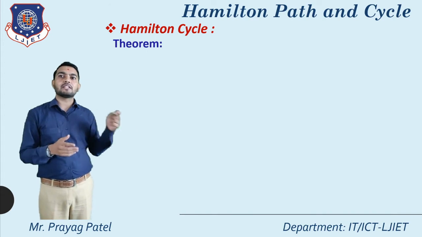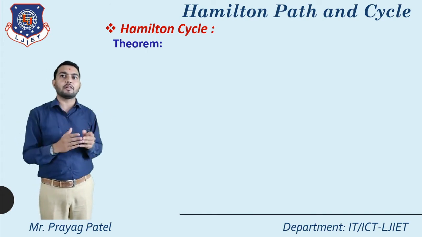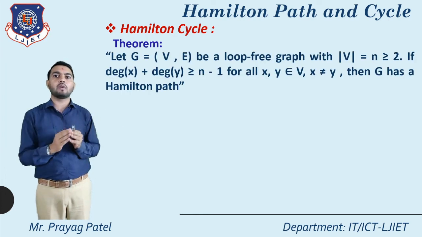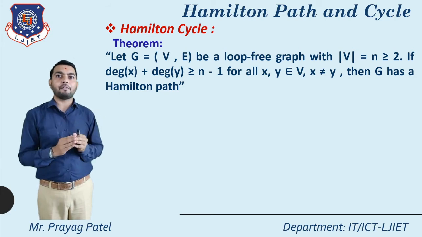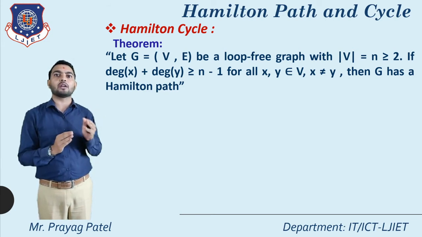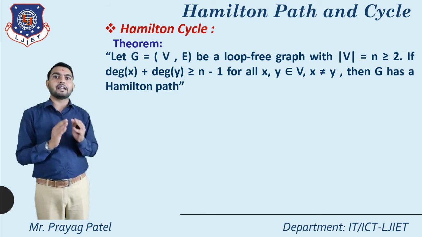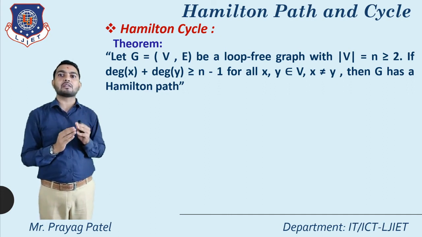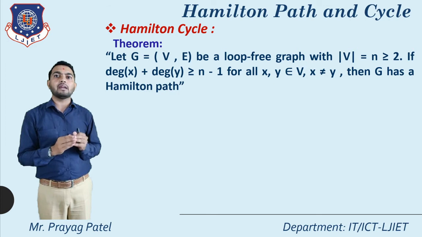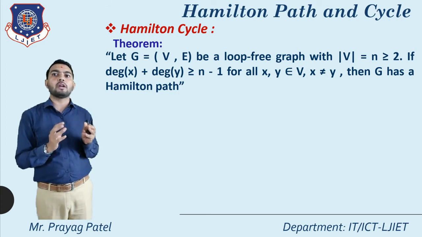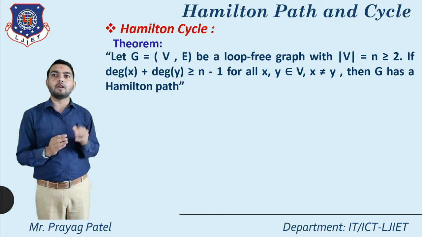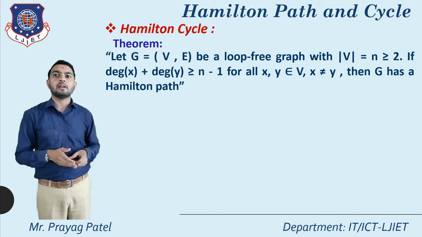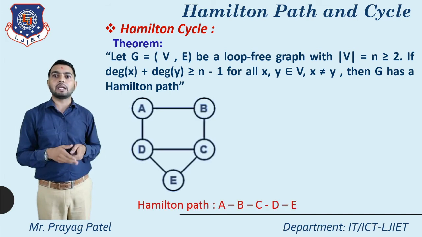Now after that, consider some theorems related to Hamilton cycle or Hamilton path. The first theorem is: let G = (V, E) be a loop-free graph with the number of nodes |V| = n greater than or equal to 2. If degree of x plus degree of y is greater than or equal to n minus 1 for all x, y belonging to V, x not equal to y, meaning your two nodes are not the same, then G has a Hamilton path. So if degree of x plus degree of y is greater than or equal to n minus 1, then we can say that a Hamilton path is possible in this graph.